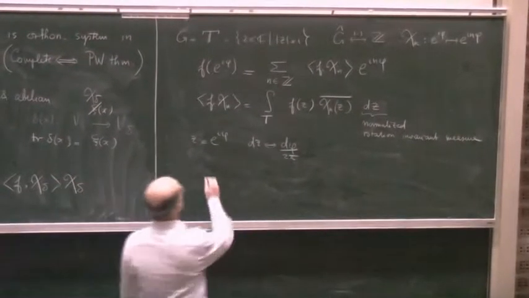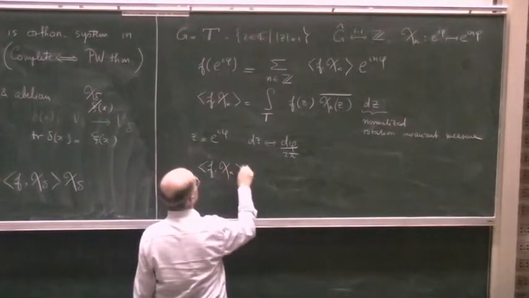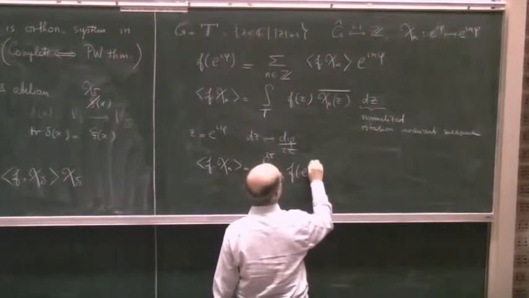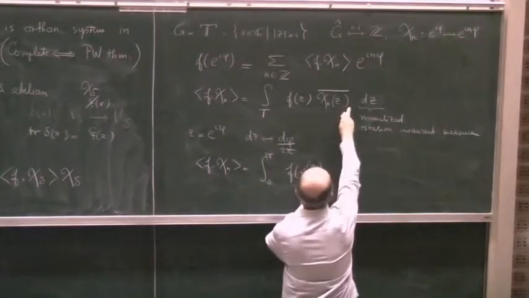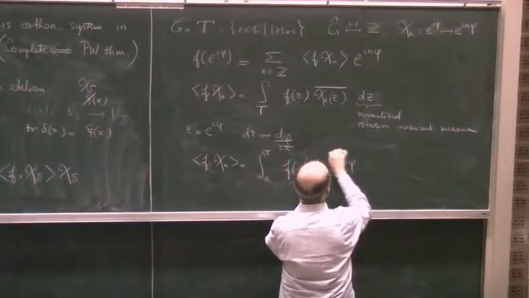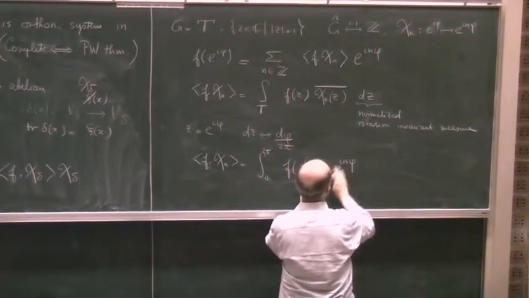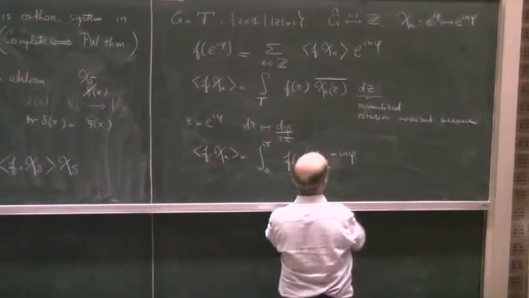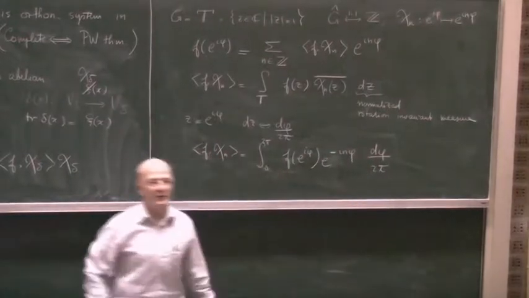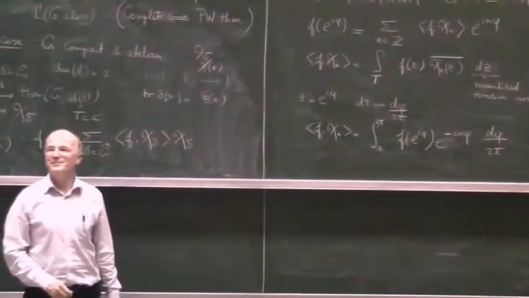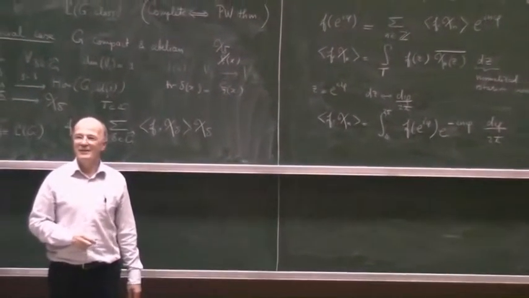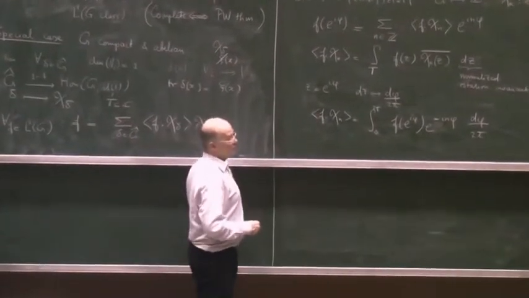So what we get is that this Fourier coefficient is really the integral from 0 to 2 pi of f of e to the i phi, and then the complex conjugate of this character, which is the complex conjugate of e to the i n phi. Complex conjugate means we should put a minus sign here, and then we have d phi over 2 pi. And this is the classical formula for the Fourier coefficient. So you see that Peter-Weyl can really be viewed as a generalization in an appropriate manner of classical Fourier series.